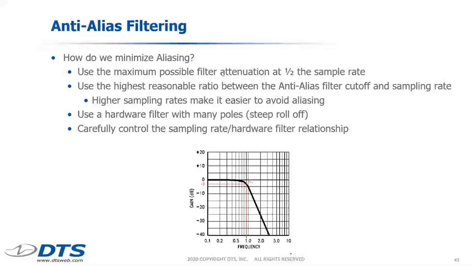So that's why it's important that we minimize aliasing by using the maximum possible filter attenuation at 1/2 the sampling rate. We use the highest reasonable ratio between the anti-alias filter and the sampling rate. It's important to note that higher sampling rates make it easier to avoid aliasing. We use a good hardware filter, which of course we do in all of our products, and then we carefully control the sampling rate and filter relationship. And this is actually done in the control software.